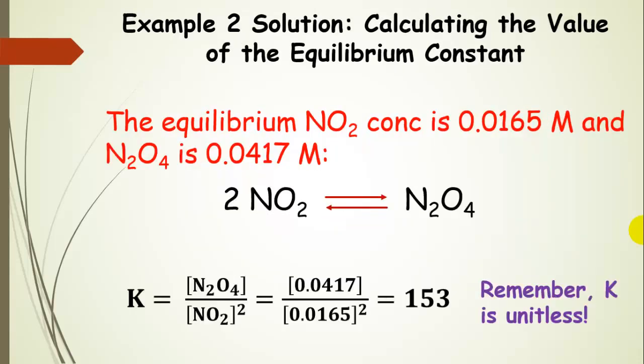So let's go ahead and plug those in. So we had our equilibrium constant expression from a previous problem, and 0.0417 molar is the concentration for dinitrogen tetroxide. So we plug that in, and then we're going to go ahead and plug in 0.0165 molar to the second power, very important. Plug that in, do the math, and we end up with 153. And remember, the equilibrium constant is unitless because we are using activities, even if we don't explicitly show it.